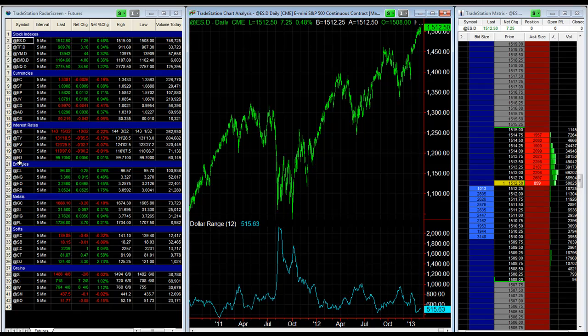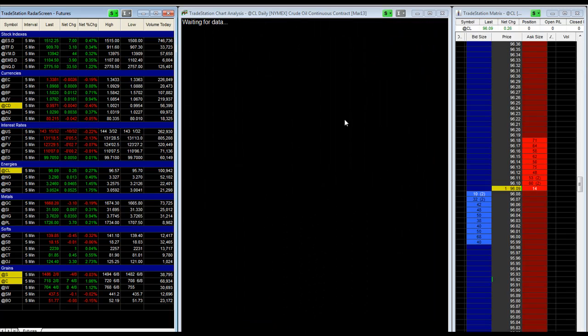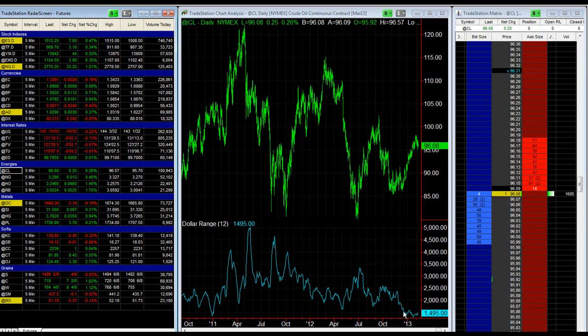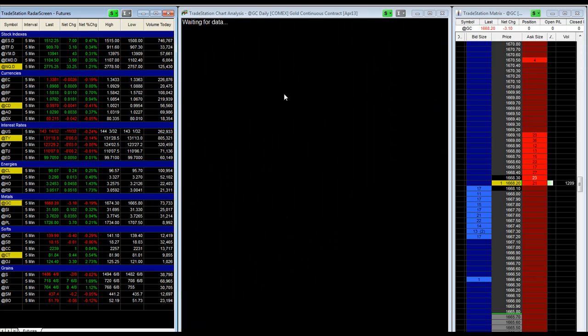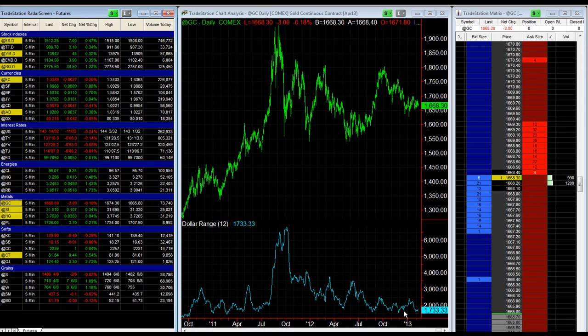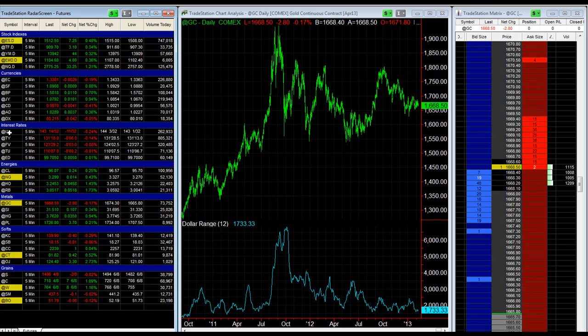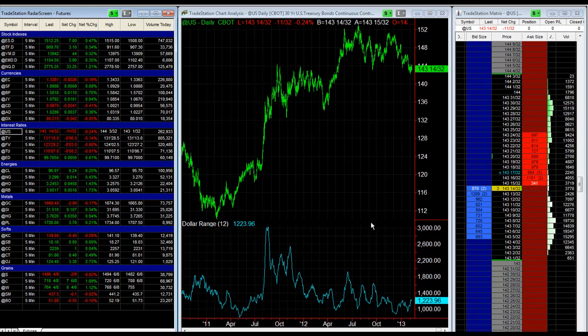Taking a look at crude oil. Crude oil has a decreasing range, but the magnitude is very high. You can see it's got some very high historical values. Gold is very high, but it's also decreasing. Overall, most markets are decreasing right now. Bonds, you can see that it's been decreasing, but it's got over 1,000.